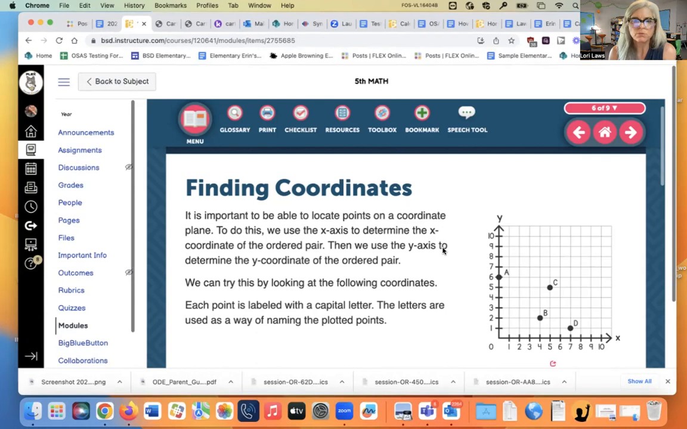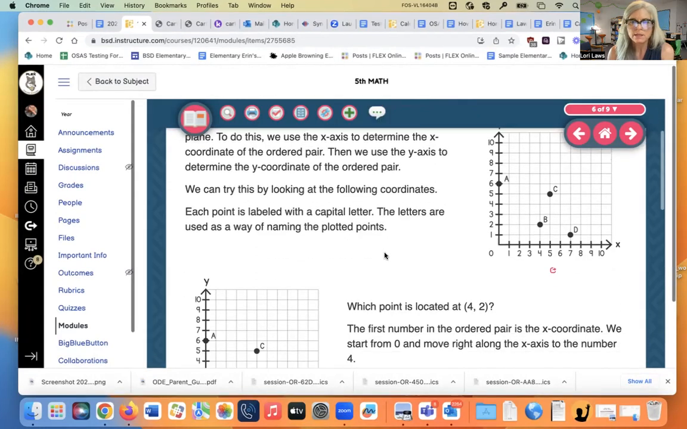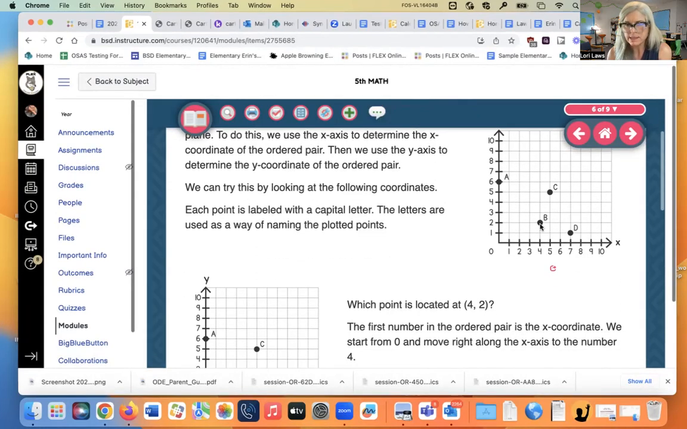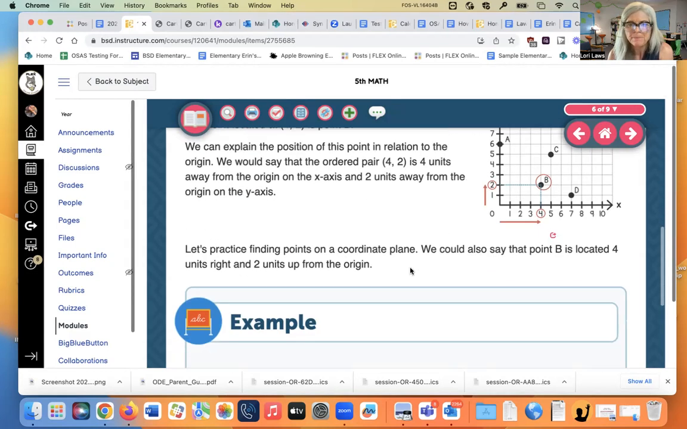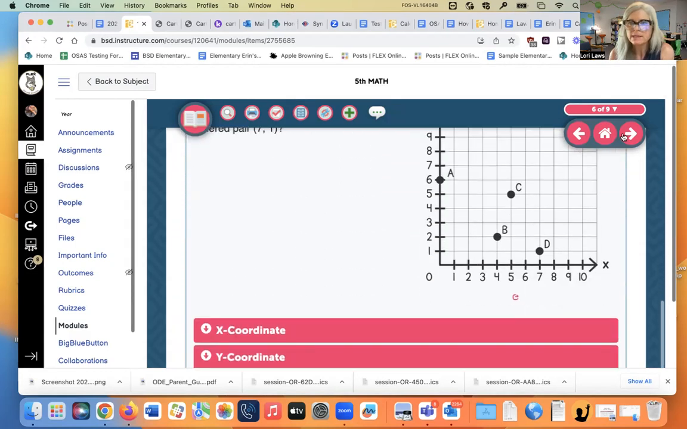Finding coordinates. It's important to be able to locate coordinates. So when you look at this, you have to say, where is this? Well, it is 4. So this feels like you're going down, but you're going over 4 and up 2. So this is 4, 2. This one is 7 over and 1 up. This one is 5 over and 5 up. This one is 0 over and 6 up. So it's 0, 6 for A. A little tricky. All right.